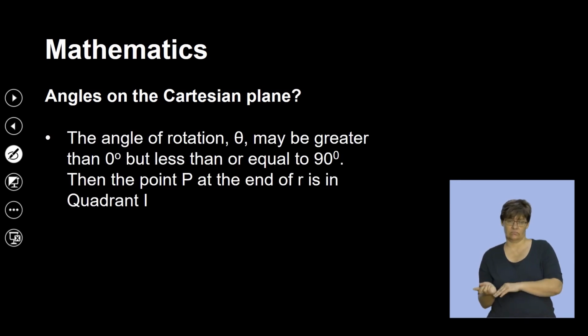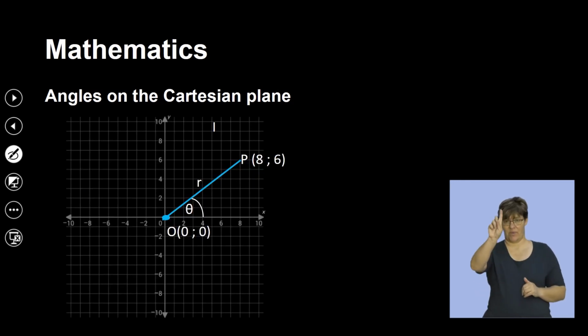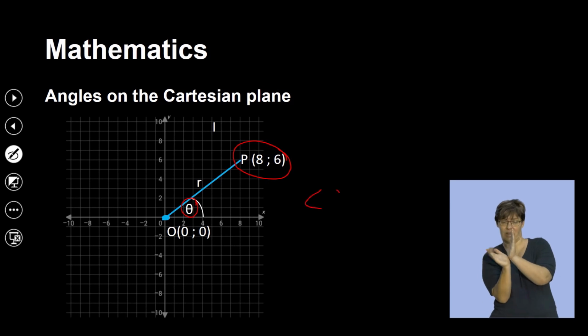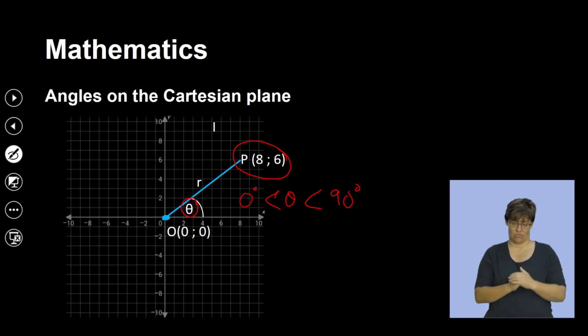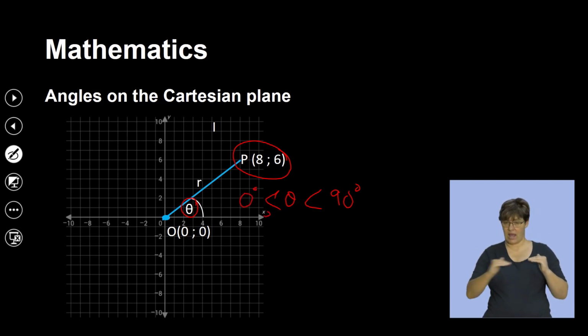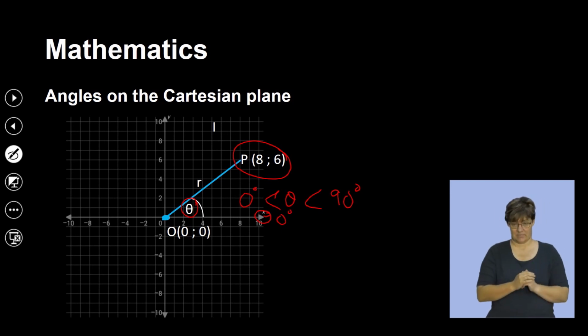The angle of rotation may be greater than 0 degrees but less than 90, or equal to 90 degrees. Then the point P at the end of R will be in quadrant 1. What do I mean by that? I mean that P will be placed in quadrant 1. Why? Because theta is less than 90 degrees but greater than 0 degrees. Why 0 degrees? Because on the positive x-axis, we normally start from 0 degrees going in an anti-clockwise direction.